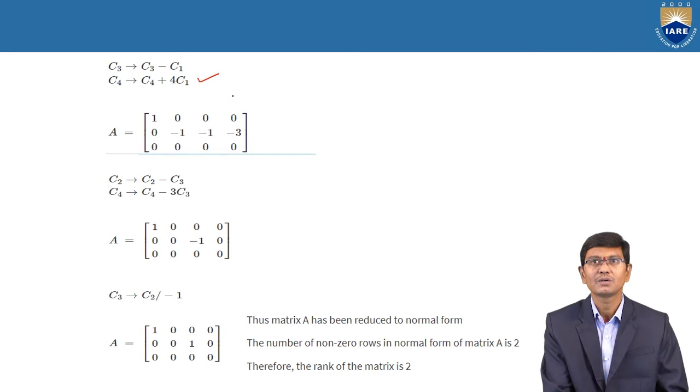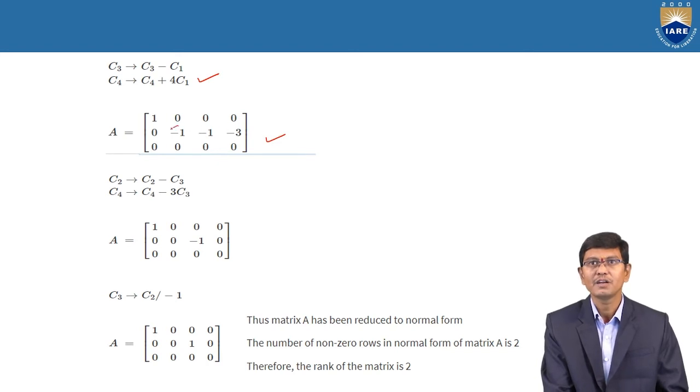By doing these two column operations, the matrix is changed to 1 0 0, 0 minus 1 0, 0 minus 1 0, 0 minus 3 0. And similarly, it is clearly not the normal form of a matrix. Why? Because in this matrix also, all the values are not 0 and 1.